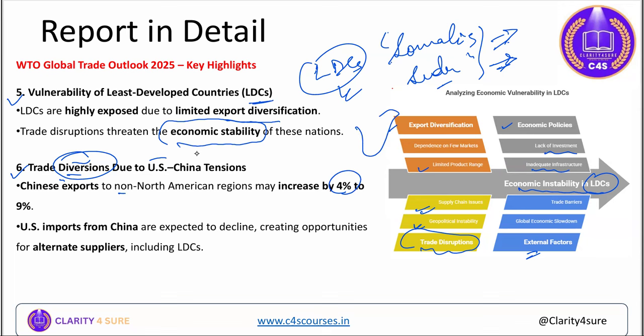So China will try to link to other markets, the European markets, the Southeast Asian markets, the South American markets, right? The Siberian countries' market, the African market. So they will try to diversify their trade. All right. They will try to look for some new trade avenues. So we can see the Chinese exports can increase by 4 to 9% in non-North American regions.